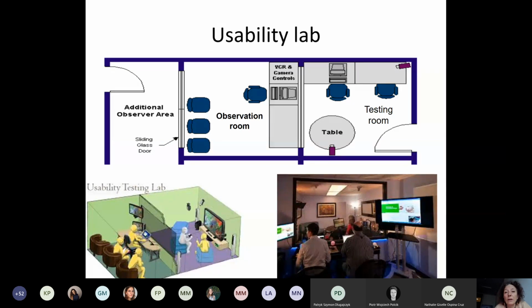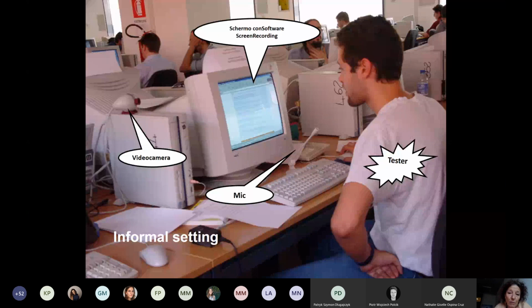Now people tend to use more agile methods and more informal settings, like in this case, in which you collect data through a video camera, there is a microphone, and there is an informal setting. And you can capture through screen recording tools what the user does with the application. In this specific example, the user is asked to think aloud, so to make comments about the use of this web application. So his comments are recorded using a microphone.